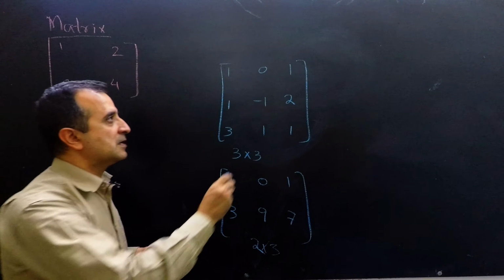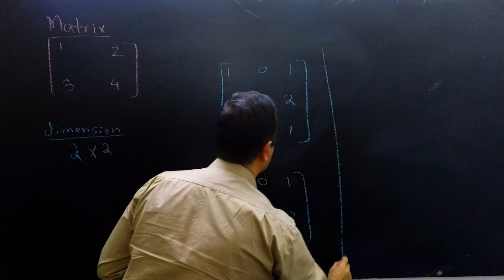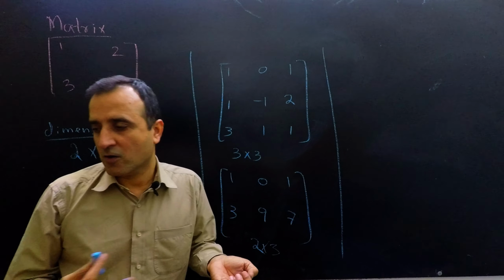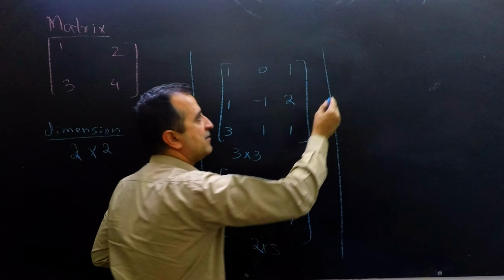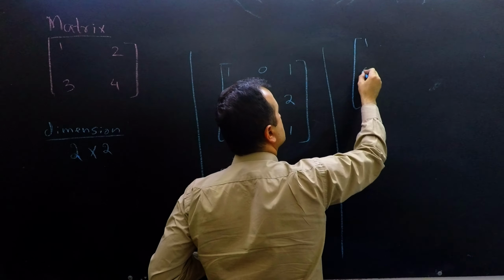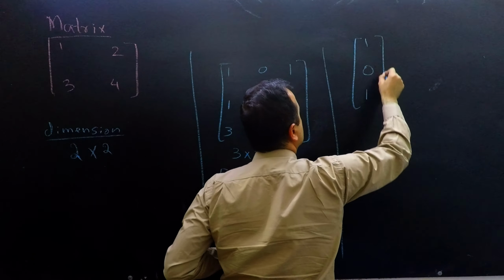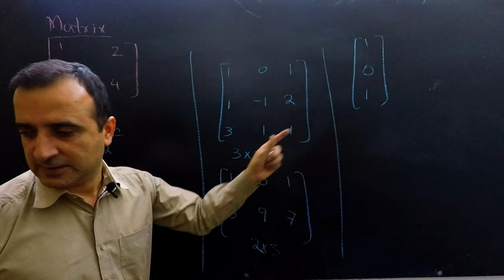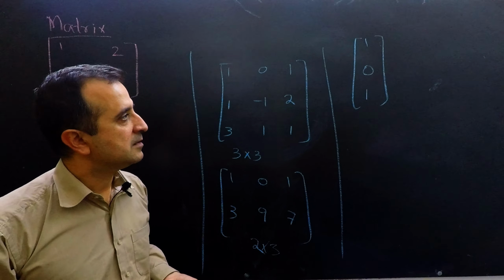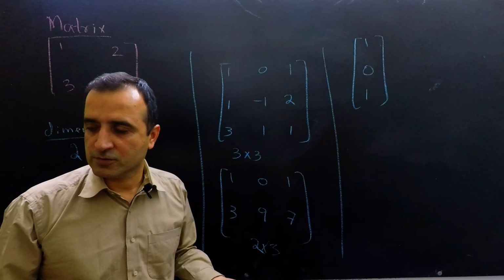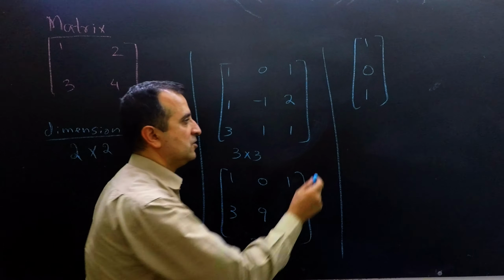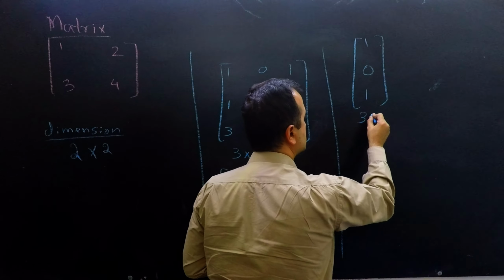A matrix can also have 1 row or 1 column. So for example, if a matrix is like this, 1, 0, 1, then what are the dimensions of this matrix? First we count rows, right. 3 rows and 1 column. So it has a dimension of 3 times 1.